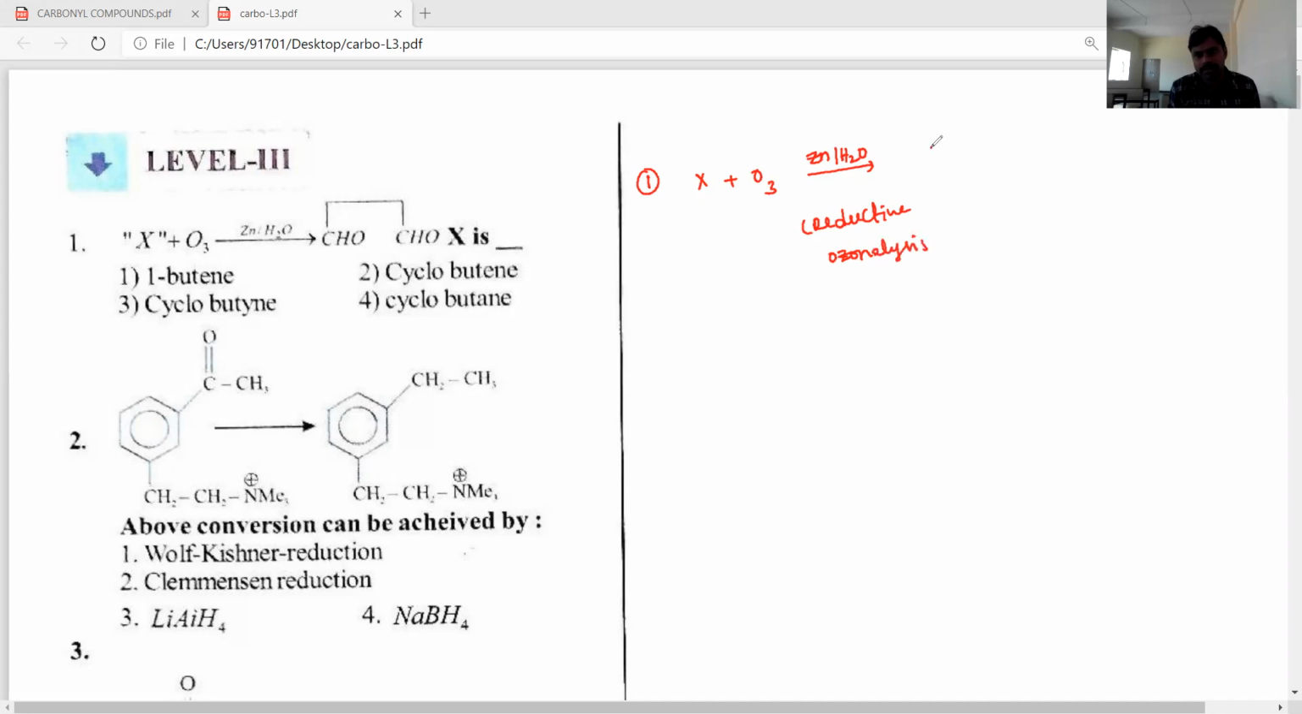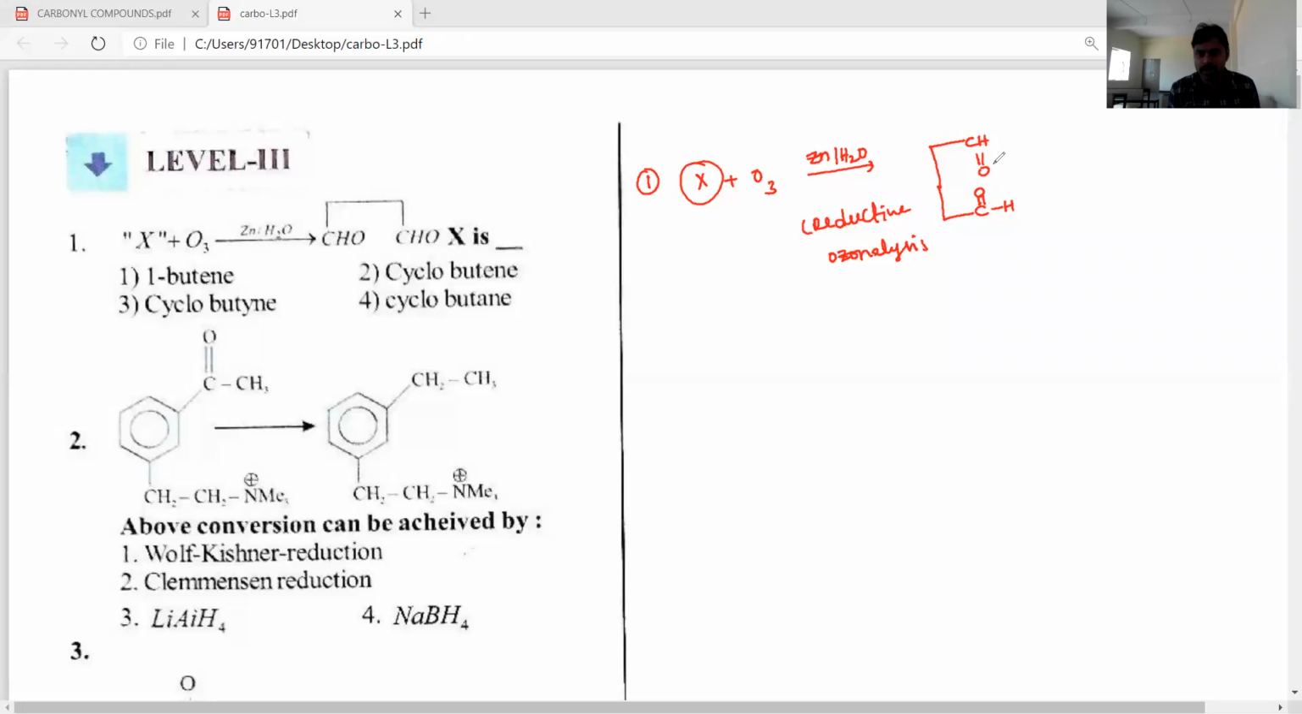The product is CH2=CH-CH=O and CH=O. Okay, this is the resultant product. Now what is X, we need to identify. How is this product formed, dear students?